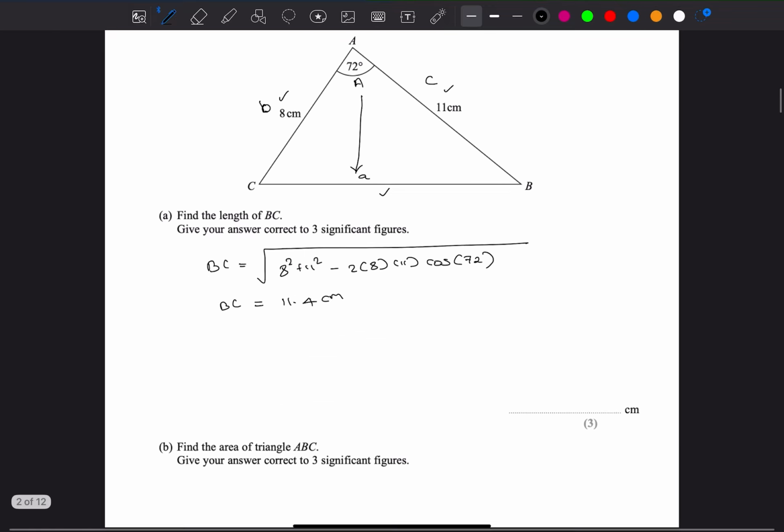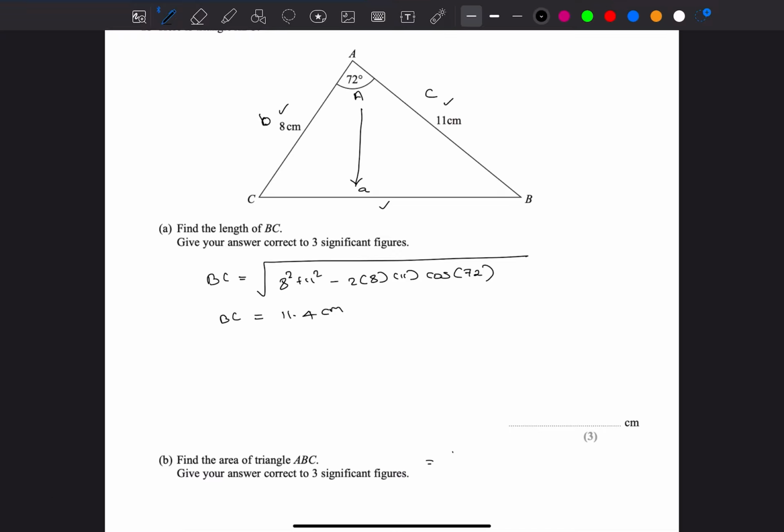The next one, they said work out the area of the triangle. That's easy. Half AB sine C. Don't worry about these letters. Always try to use, if this is your angle, then you're okay to use these two sides, either sides of them. Okay, so half BC, half AB, 8, 11 sine 72. Half AB sine C, isn't it? Which gives you 41.8 to 3 significant figures.